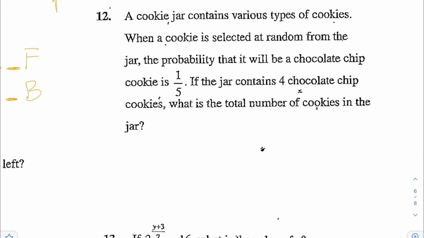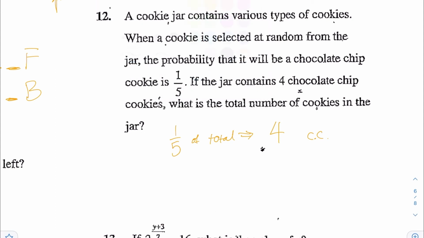Next one, number 12. A cookie jar contains various types of cookies, and when a cookie is selected at random from the jar, the probability that it will be chocolate chip is 1/5. Now, if the jar contains 4 chocolate chip cookies, what's the total number of cookies in the jar? So 1/5 of the total is chocolate chip, and you have 4 chocolate chip cookies. But that's 1/5 of the total.